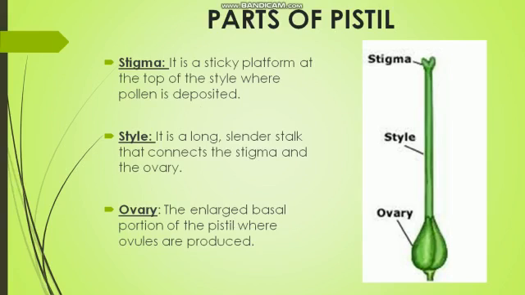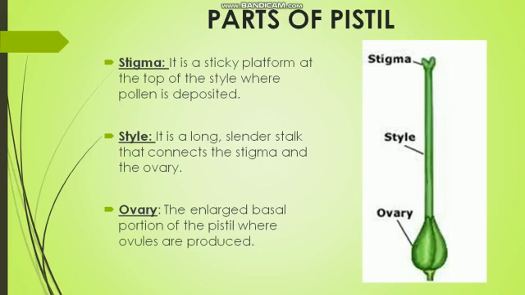The style is a long, slender stalk that connects the stigma and the ovary. So, it is like a connective part which connects the stigma to the ovary. And the last one here is ovary, the enlarged basal portion of the pistil where ovules are produced. So, here the ovules are produced, through which the style and stigma come out and they attract the pollen grains.